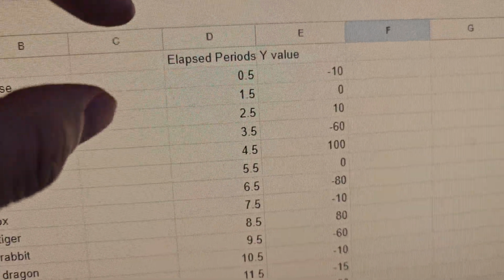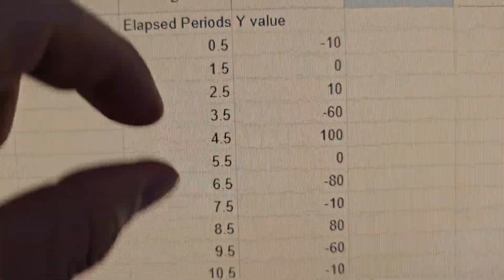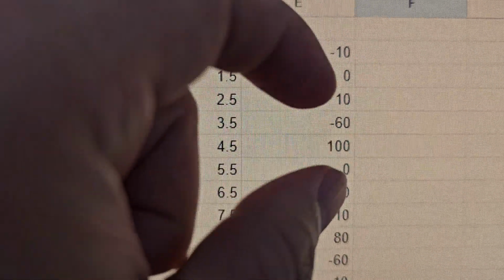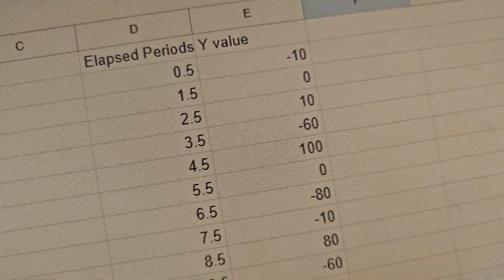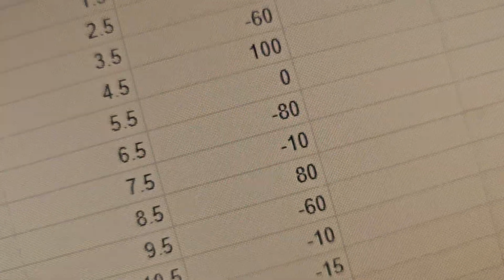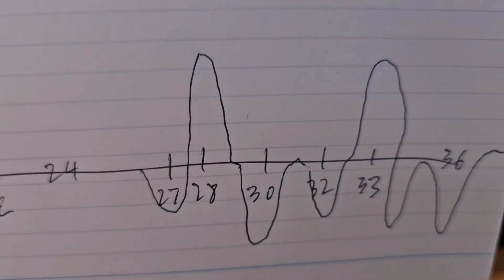So whenever I was born, 4 years after I was born, or I'm sorry, 4.5 periods after I was born, great year. I'm gonna have very good luck. But 6.5 periods after I was born, I'm gonna have very bad luck. So that's what I'm doing here.